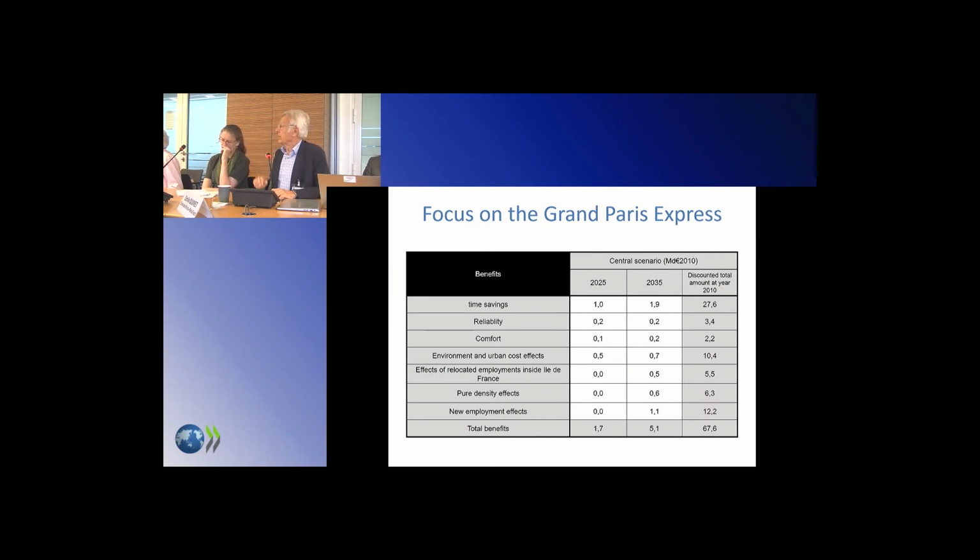And so we used, it's not quite clear, but you see that the first three lines represent the classical transport benefit, and we also tried to assess the other types of benefit, which are environmental and urban benefits, and also the effect on the productivity of firms, the external agglomeration externality, and also the effect on employment. And we arrive at the result that shows that the effects external to transport amount to not far from half the benefit of the project.